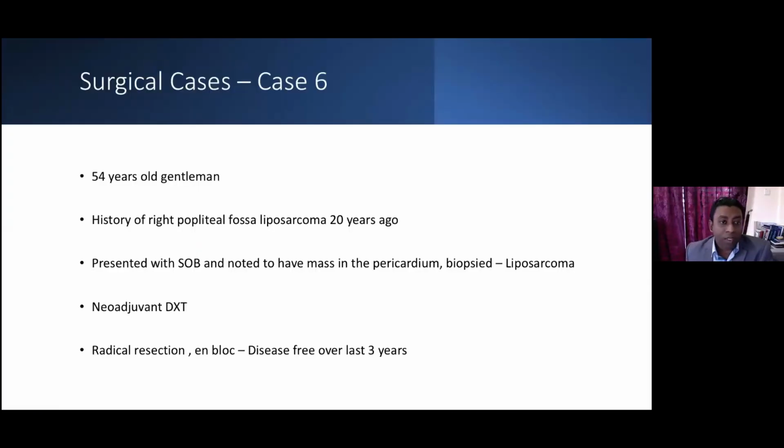Another case, a 56-year-old gentleman. This patient was referred to me in early 2017. He had a history of right popliteal fossa liposarcoma 20 years ago. He presented with shortness of breath and was noted to have a mass in the pericardium, which was biopsied and came back as liposarcoma. He underwent 20 fractions of neoadjuvant radiotherapy, and the repeat CT scan showed the mass had regressed in size. However, it was adhered to the left ventricle. So we went in for a radical resection en bloc, and the patient has been disease-free over the last 3 years. This case has actually been published in the 2019 European Journal under the case report section.